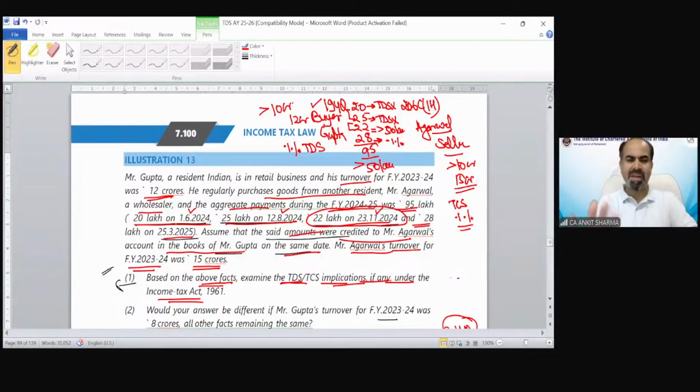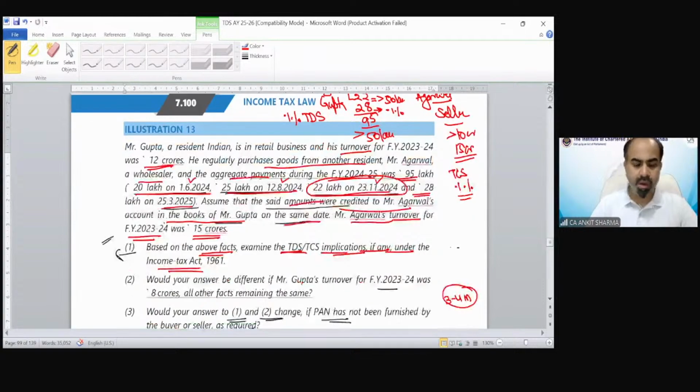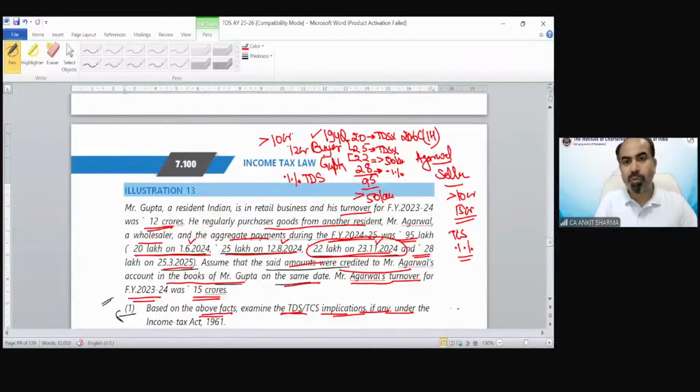The answer has been mentioned in detail. Now question 2, part of this. Would your answer be different if Mr. Gupta's turnover for financial year 23-24 was 8 crore and all other facts remain the same? What will happen if Mr. Gupta's turnover is not 12 crore, it's just 8 crore? So it is not exceeding 10 crore.